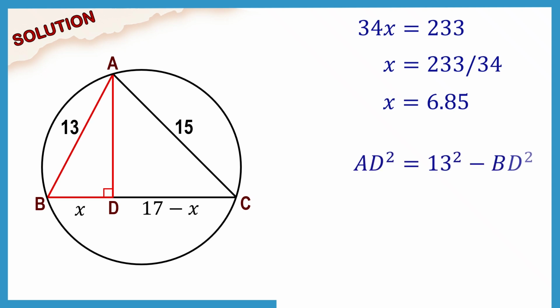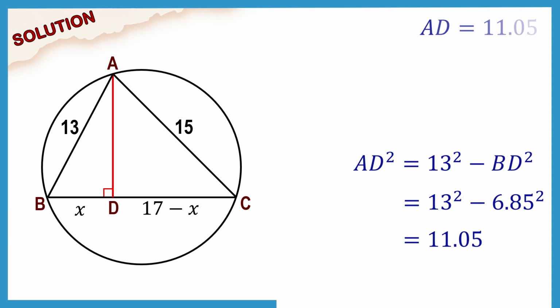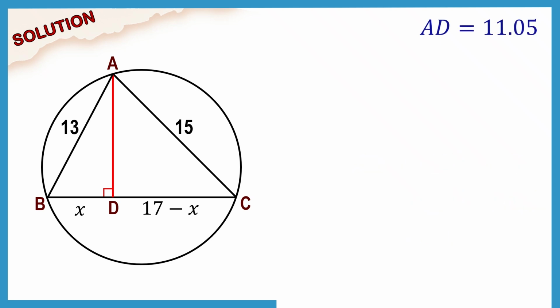AD squared equals 13 squared minus BD squared. So, the height of the triangle is approximately 11.05 units. Now comes the key observation.